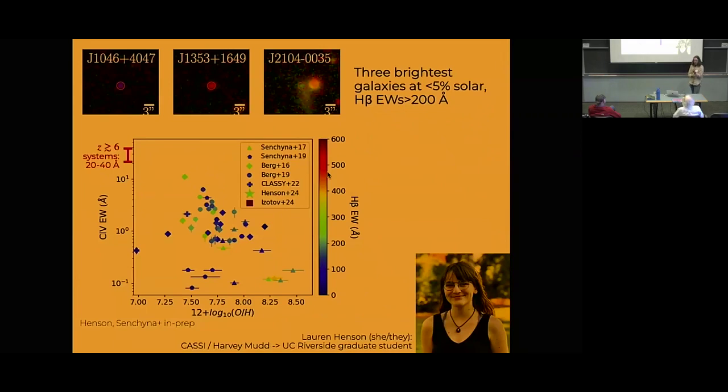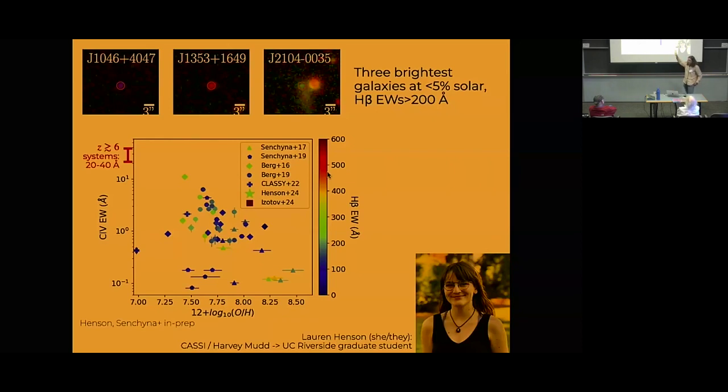So we know about younger systems at these metallicities, and we know about much younger systems. So 1 to the pk 18 is sitting at something like 80 angstroms in H beta equivalent width, which is a lot relative to the full galaxy population, but compared to these systems we're seeing at high redshift, very little. So this is work that Lauren Henson, who is a Cassie student with us at Carnegie last summer, now is going to be joining UC Riverside as a graduate student. They've been leading the COS spectra of the first three of these systems we've been able to target at H beta equivalent widths more than double that of 1 to the pk 18.